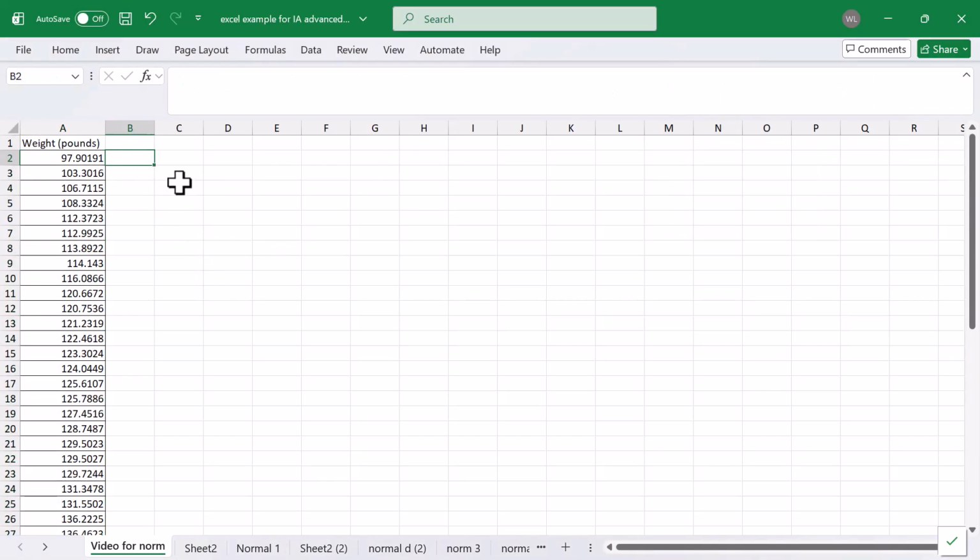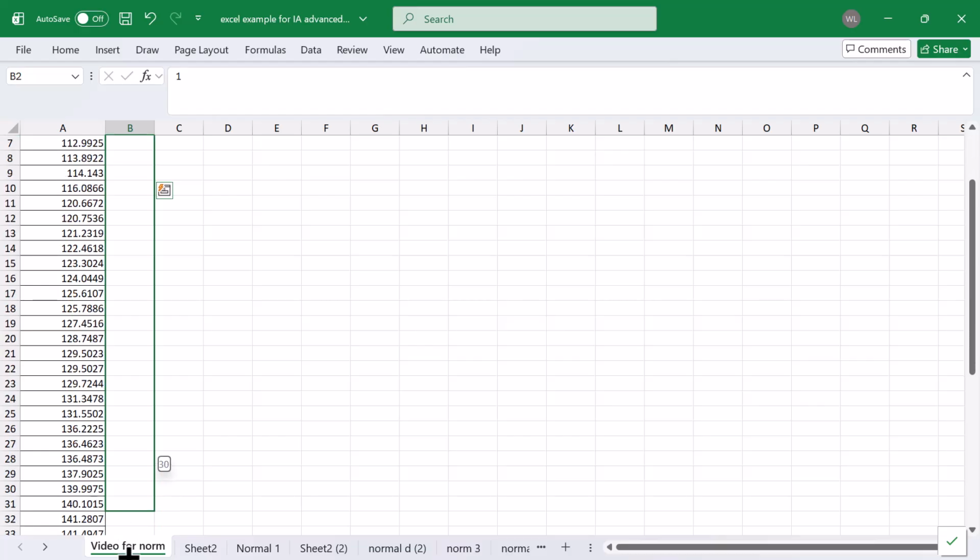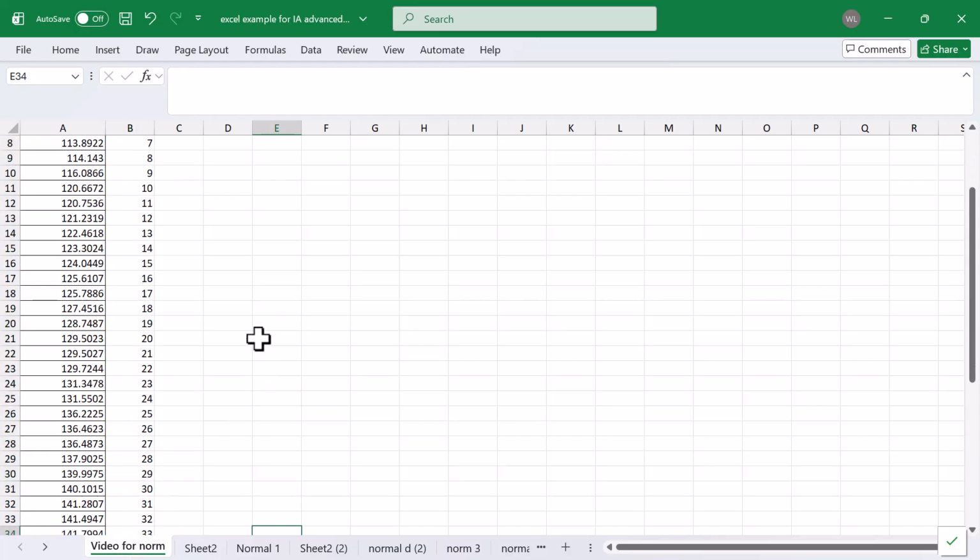Then label, so I put the 1, 2. Then highlight this 1, 2. Where you see this plus, then drop down. We got this faulty data.